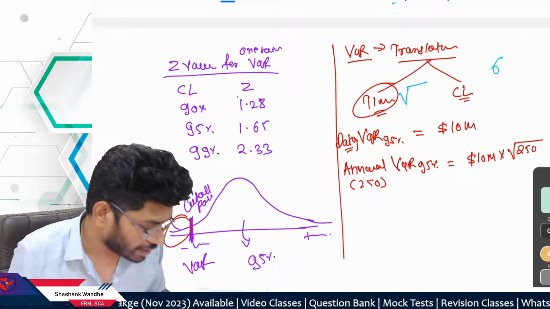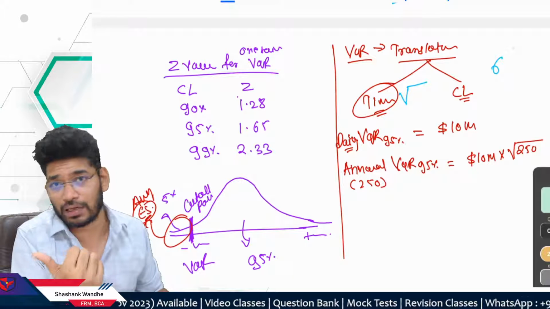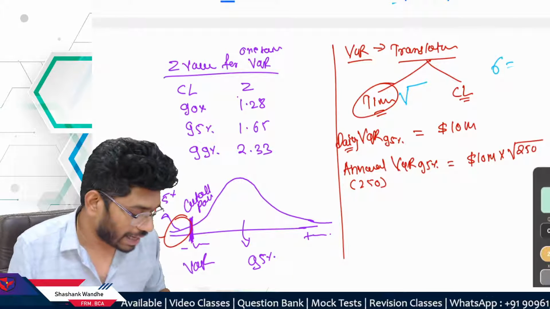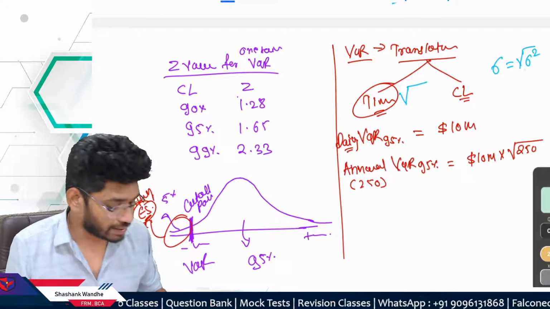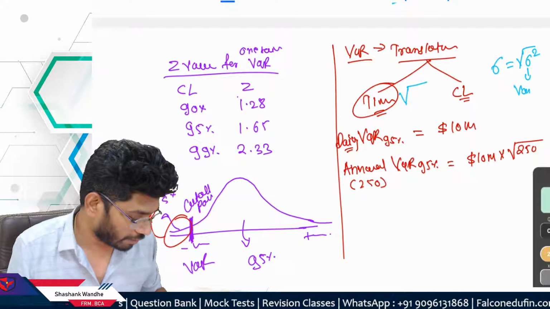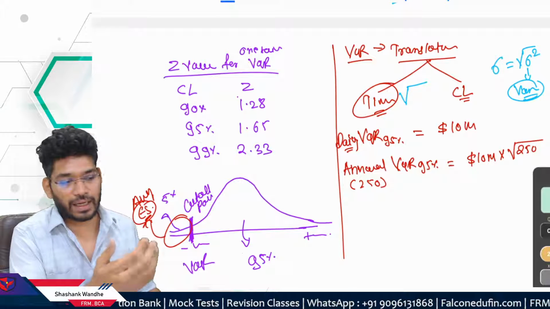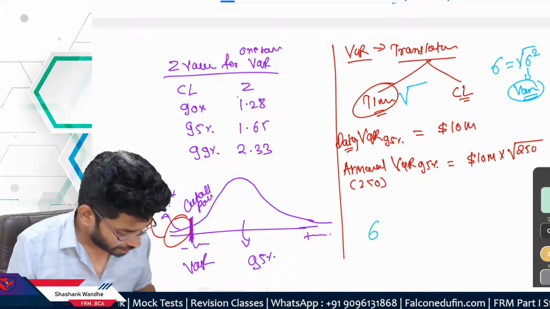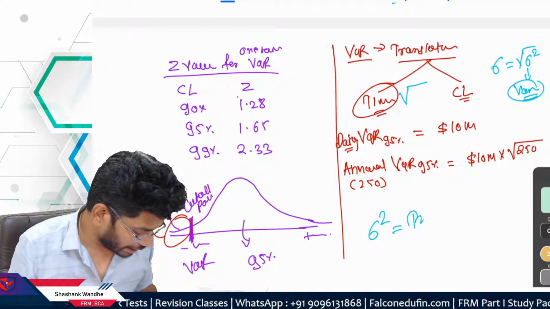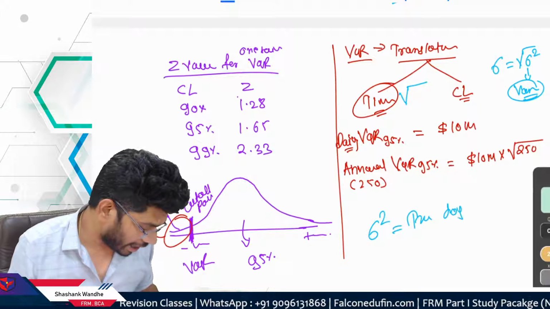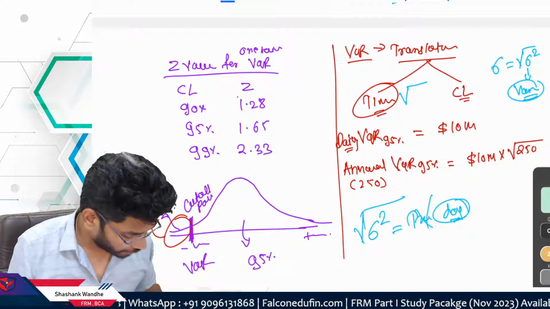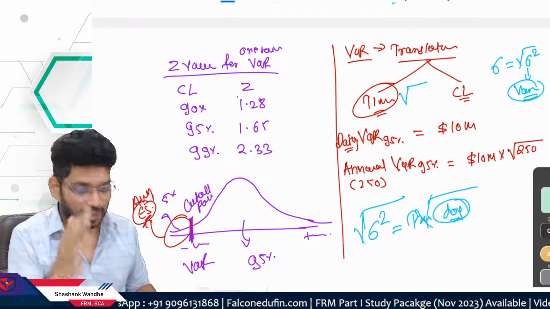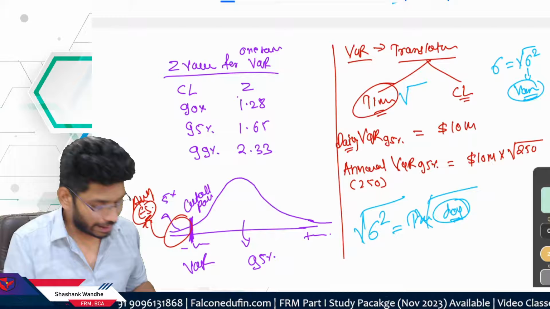Why? Because standard deviation is used in the calculation of value at risk, and this standard deviation is the root of your variance, right? So this was the variance, sigma square. Sigma square is translated by number of days directly, and standard deviation is the square root of variance. That's why we have to take the square root for days as well.